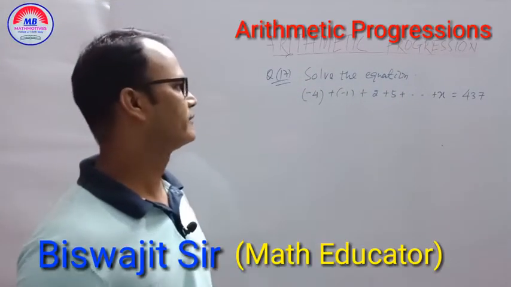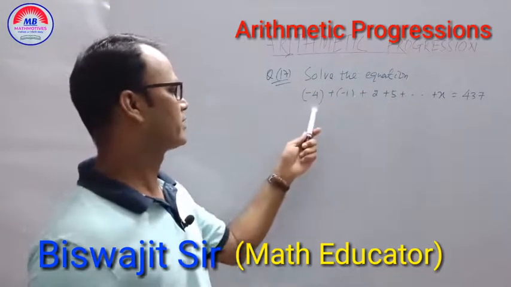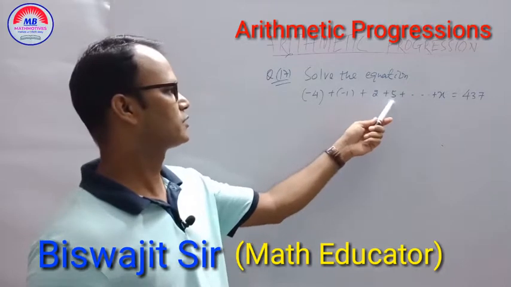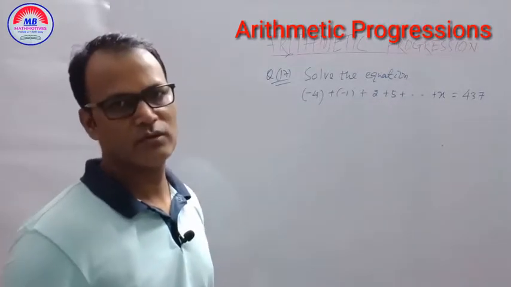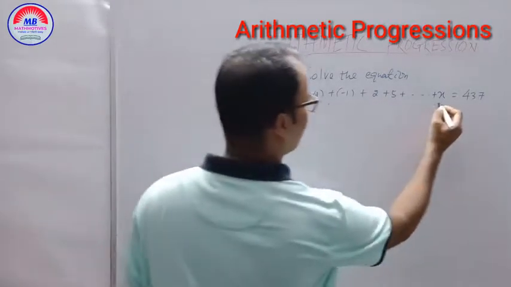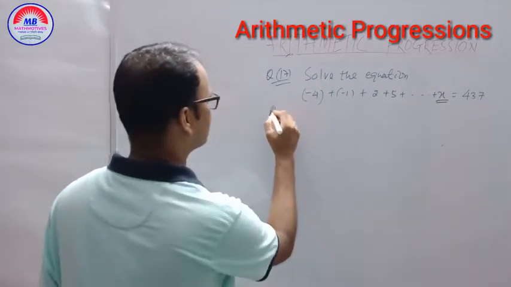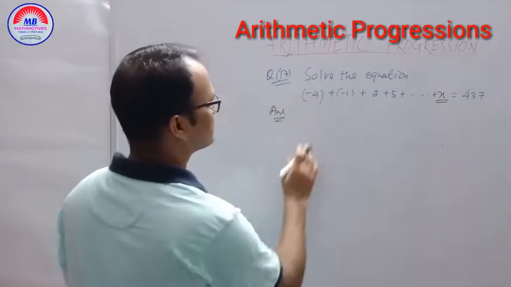Question number 17. Solve the equation -4 plus -1 plus 2 plus 5 up to x is equal to 437. So you have to find x.